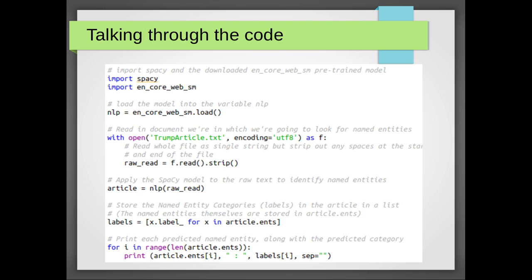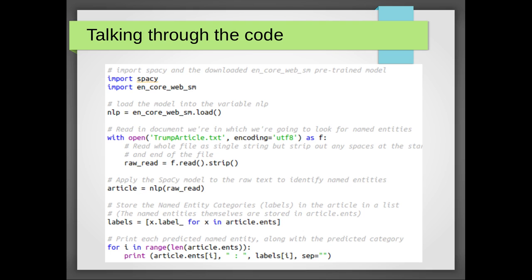Then what we want to do is read in the document within which we're going to look for named entities. In this case, that's our trumparticle.txt. Again, you'll likely be familiar with this from your file reading and writing. All we're going to do here is open up the file, and do a whole read of the whole thing at once, and just dump it into this variable we call raw read.